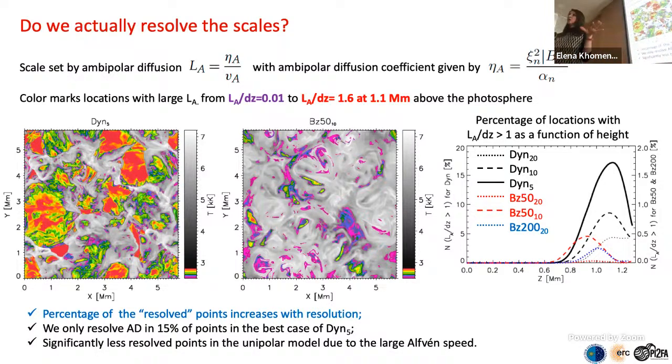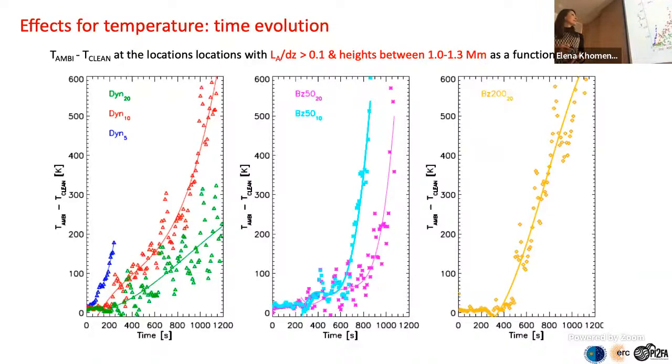And since we have snapshots where we can compare simulations with and without a certain effect, we can do that, okay? And we get something like that. So for this, I just go straightforward and I subtract temperature in the models without ambipolar diffusion and with ambipolar diffusion. This is as a function of time, and I just average at heights and at pixels where we resolve ambipolar diffusion effect.